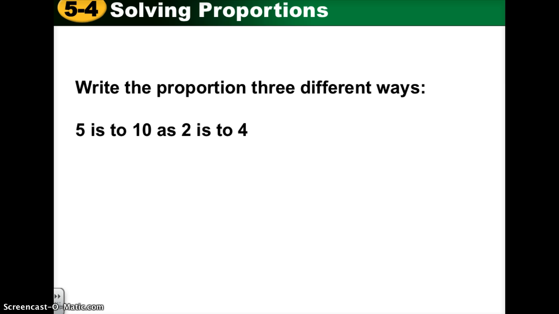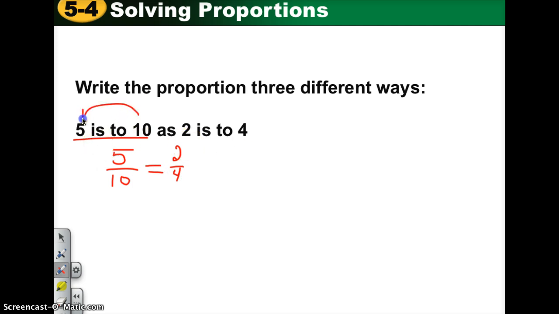Write the proportion 3 different ways. When it's up to you to write a proportion, you have options. This is like an analogy. So if we write it the way that we see it, 5 is to 10 as 2 is to 4. That's one way. I could flip these around. I could put the 10 first and the 5 in the denominator. And if I do that, I have to do the same with this one, 4 over 2.